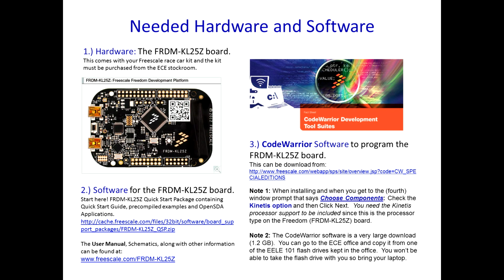When you're installing it, just make sure that you select the Kinetis option, because that's the processor type that's on the board. If you don't install it with that, then you won't be able to do anything with your board. The other thing to note is this is a very large program. We're talking 1.2 gigabytes. So if you have a slow connection or don't want to spend the time downloading, the ECE office has a flash drive, so bring your laptop and you can just copy what's on the drive to your laptop. You won't be able to take the flash drive with you, so you'll need to bring the laptop. So you need all this: the hardware, the evaluation board or development board, and software to target that board. You'll need to get that together.